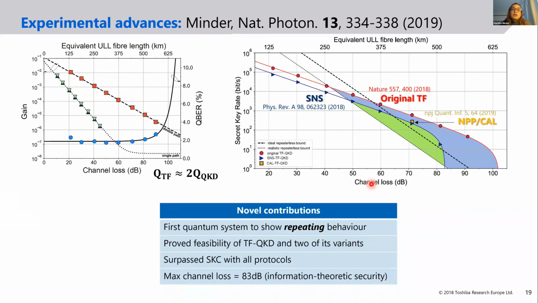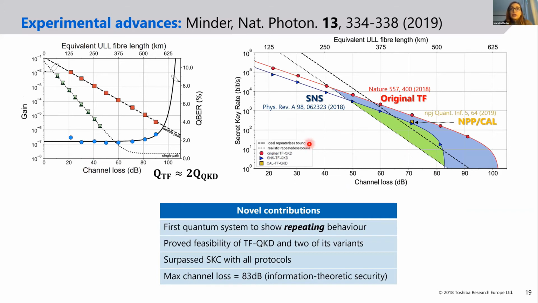So what we showed with this paper is that, first of all, this was the first quantum system to show a repeater-like behavior. If you look at the top left graph right here, you can see the gain versus channel loss for our system, which are the red points, and the green points are for standard QKD. And as you can see, for every channel loss, we get double the gain if you implement TFQKD. So this was a really nice achievement.